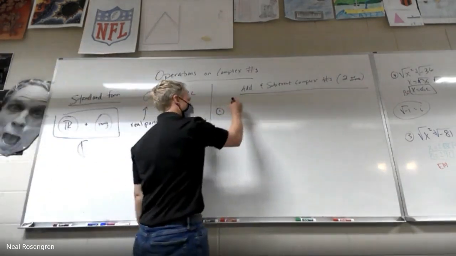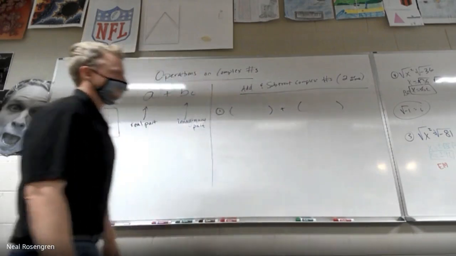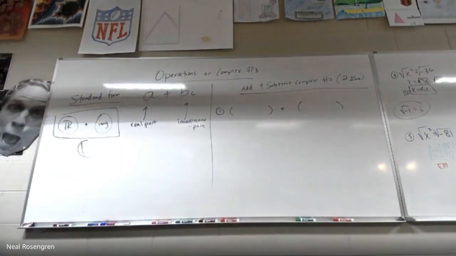And really what's going to happen is we're going to have 2 different numbers added together. And usually they wrap them in parentheses and say, okay, here's a complex number. Here's another one. Let's add them together.